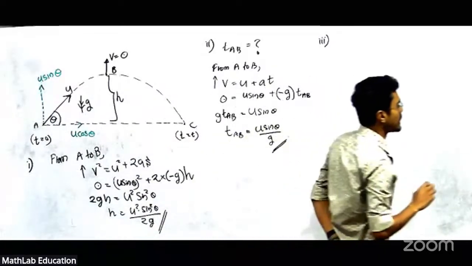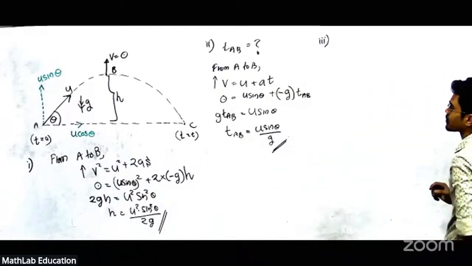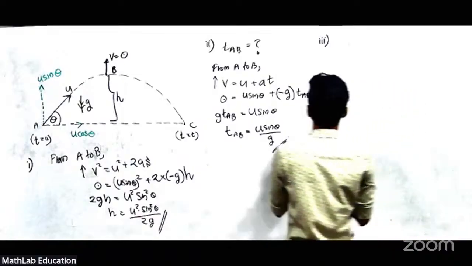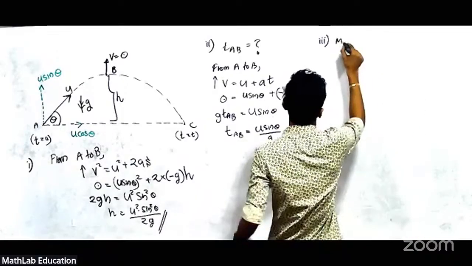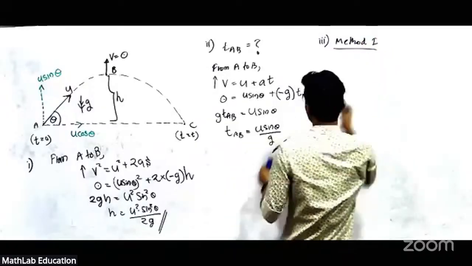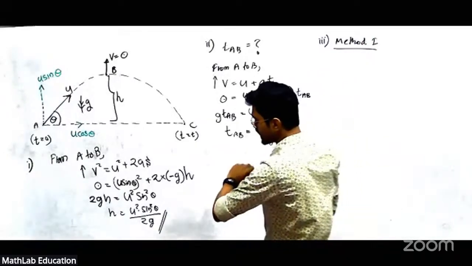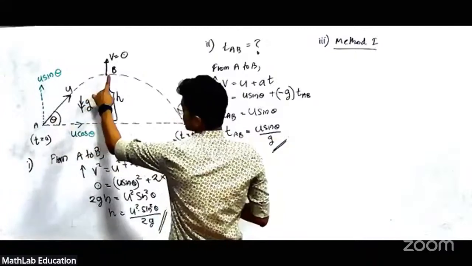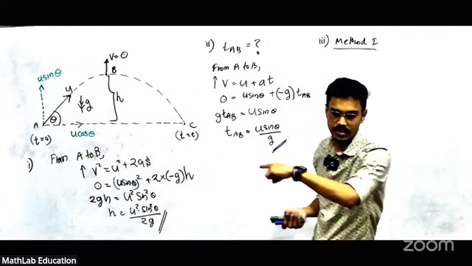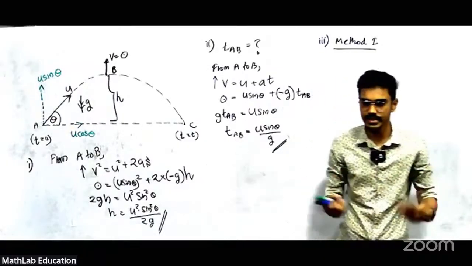Now, if I need to get this time, there are two possible methods. I'll explain both. Look at here. Method 1. Since I already know the time from A to B, if I find out the time from B to C, we can add these two and get the total time.